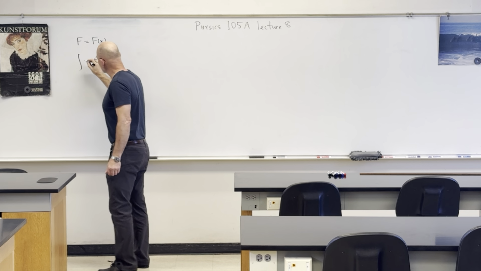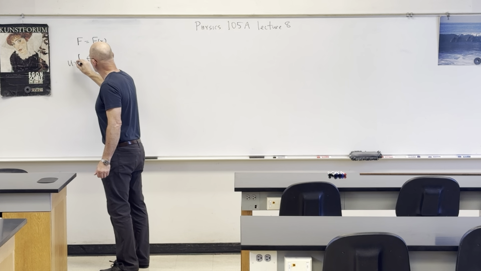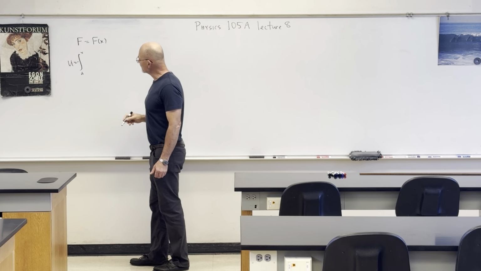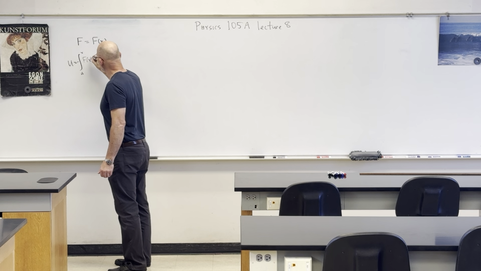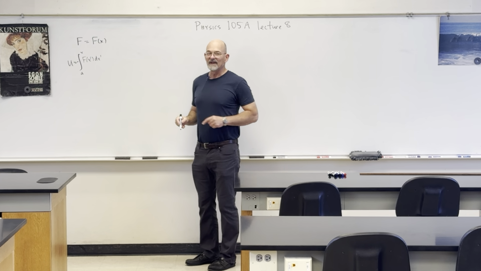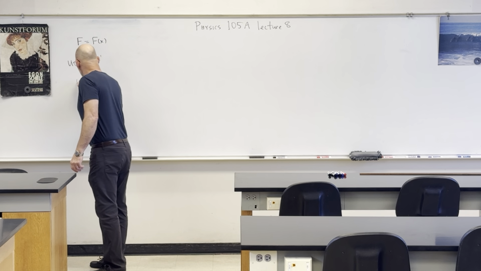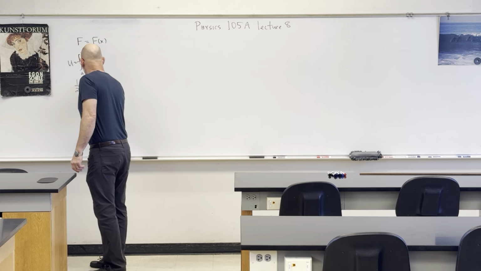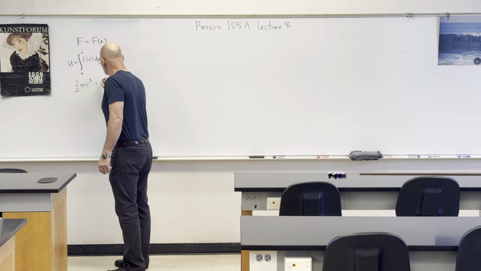That allows us to get a potential energy function, U of x equals the integral from a to x, with a negative sign, of F(x') dx'. And when we have that, we immediately have conservation of energy. So this is actually worth playing around with a bit. I'm just going to do it in terms of half mv squared plus U.